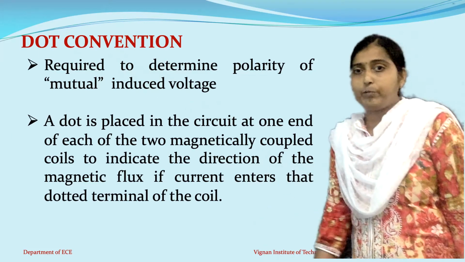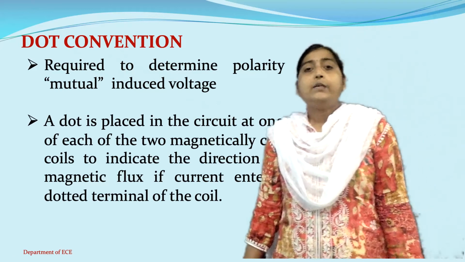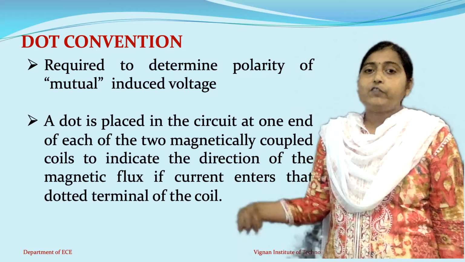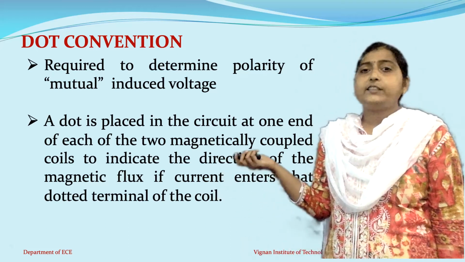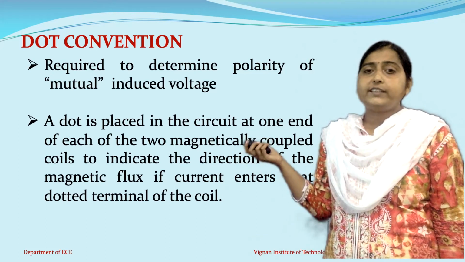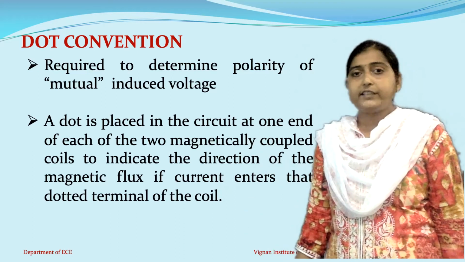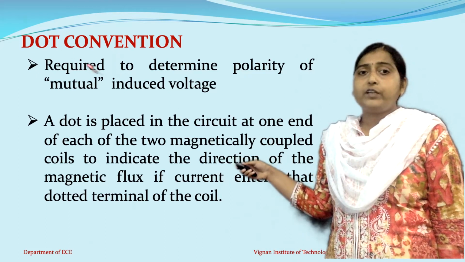This is very, very important. As we have already discussed in the previous class, because of the current which is flowing in the first coil, some flux will be linked with the second coil, which is inducing some voltage in the second coil. So once it is inducing some voltage in the second coil, how do we consider the polarity of that induced voltage in the second coil? That time the dot convention comes to our help.